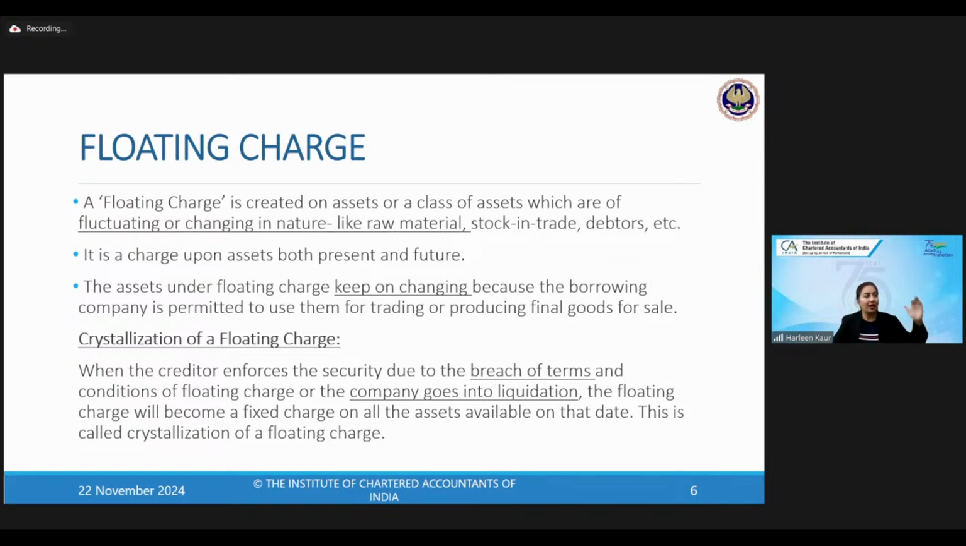If you did any breach, the bank will come and put a hold on your stock. It won't say anything else. Simply, he will tell you that now crystallization of floating charge is done. Now this has become a fixed charge. You cannot sell it. Freeze means now you are not allowed to sell it. Earlier you were selling it, now you cannot sell it.